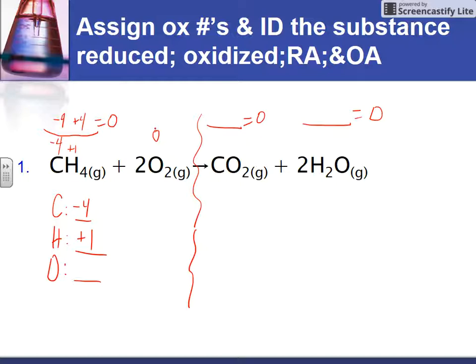Oxygen is in its elemental form, and so the rule for an element in its elemental form is his oxidation number is 0 because it's neutral. Now let's look over here. In this reaction, what's happening is electrons are being transferred. So we're keeping track of electrons here.